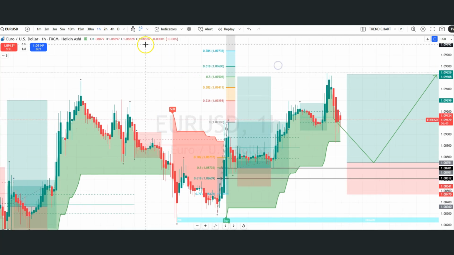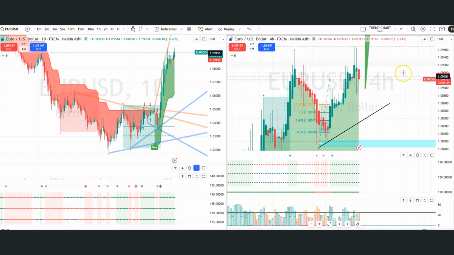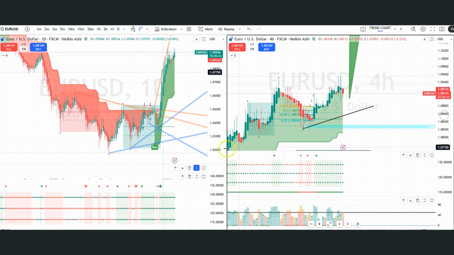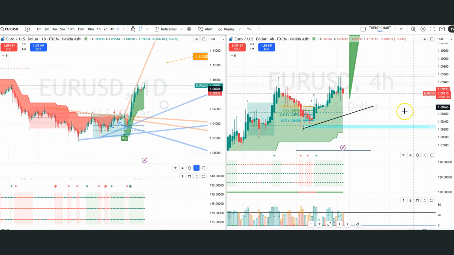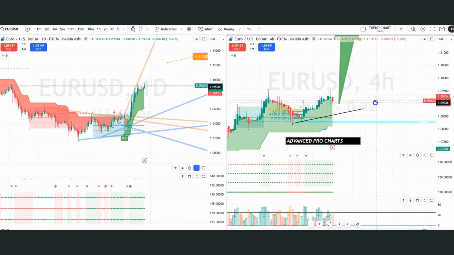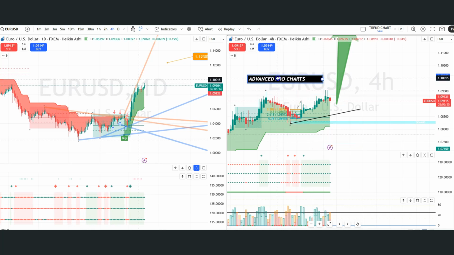Let's go back to our normal chart. So now I've gone back to the euro dollar, which is parabolic to the upside. We expect this to go higher. We don't know, but we expect it to go higher because of our advanced pro charts. If you don't have them, just contact me, we'll get them to you.